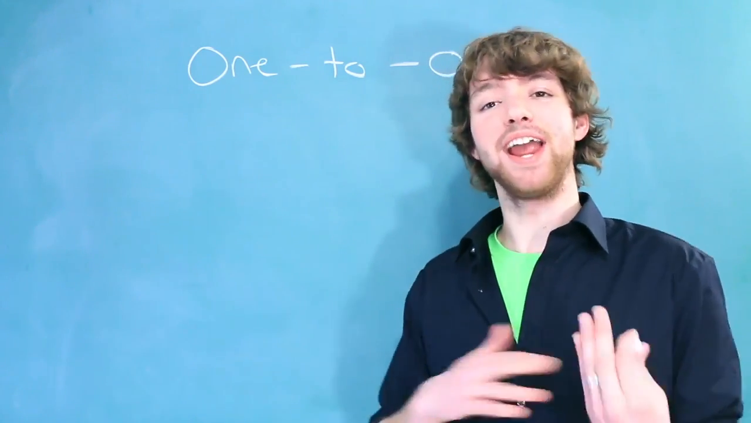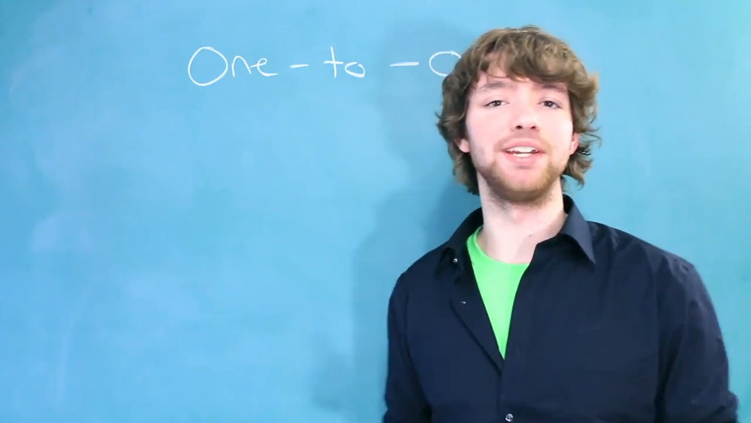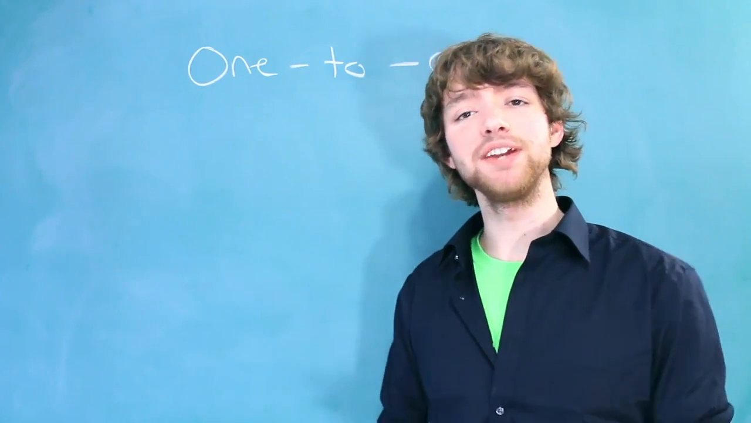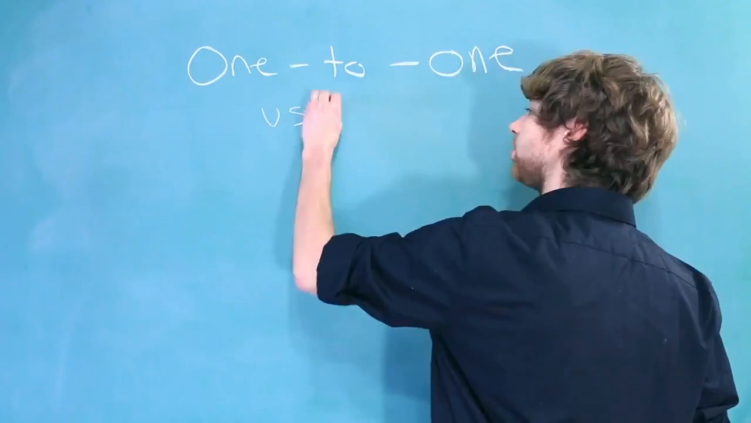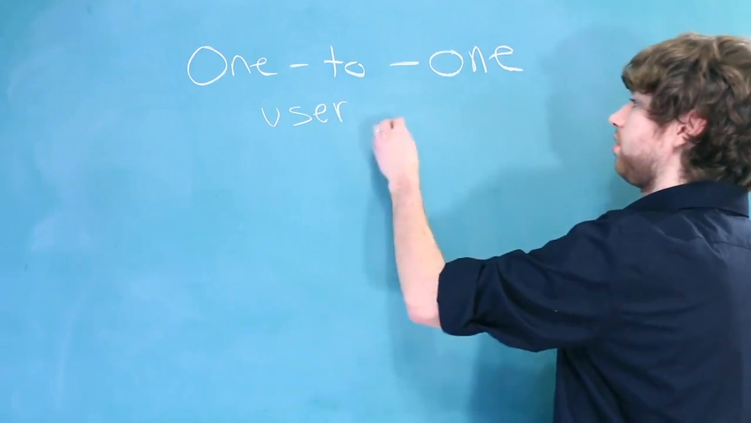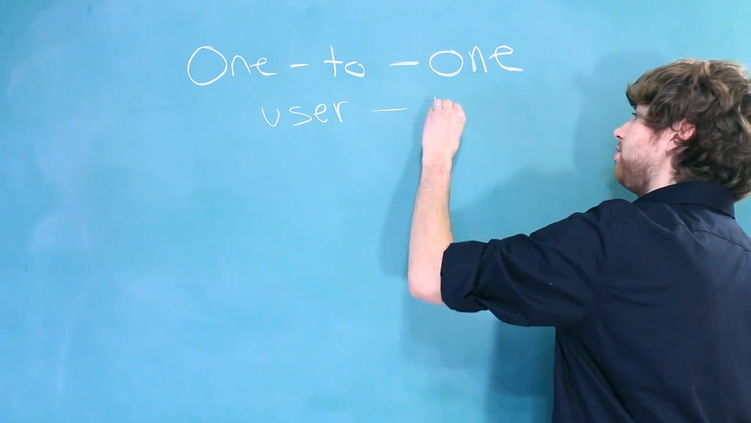Anyways, on this website, animals can go on, and obviously they might need some help from their owners, but they can create an account, they'll have a username, and they can date other animals. So a user has a one-to-one relationship with a username.